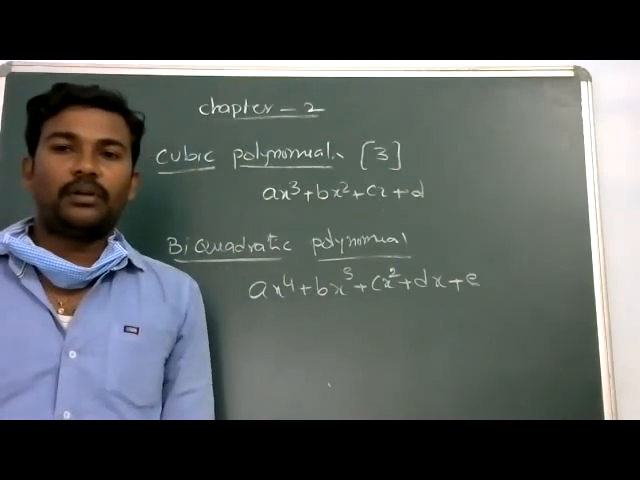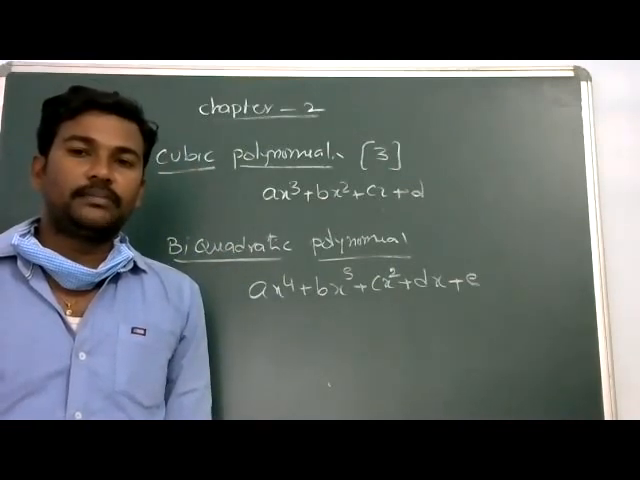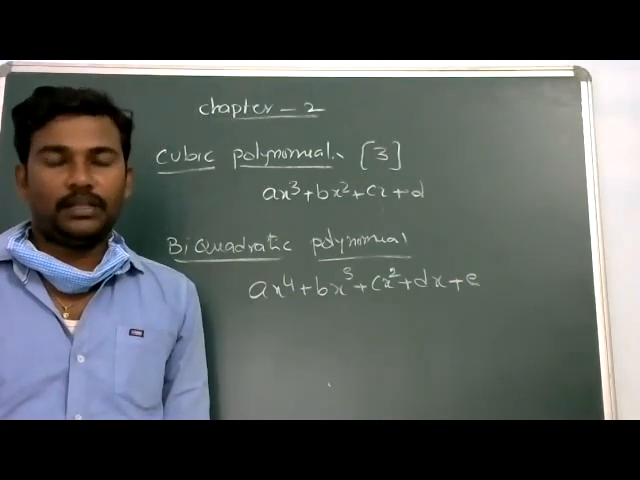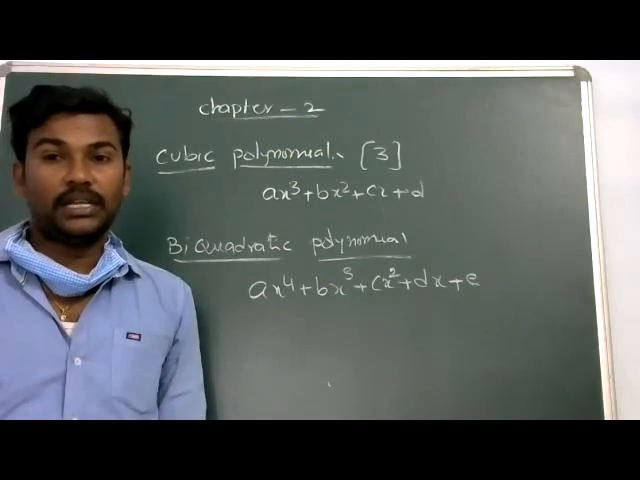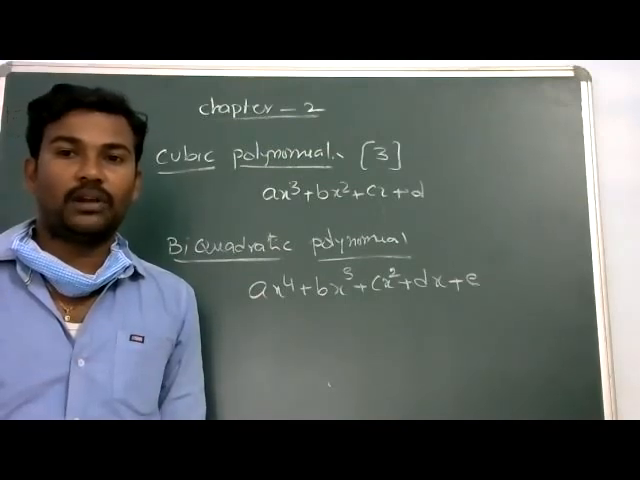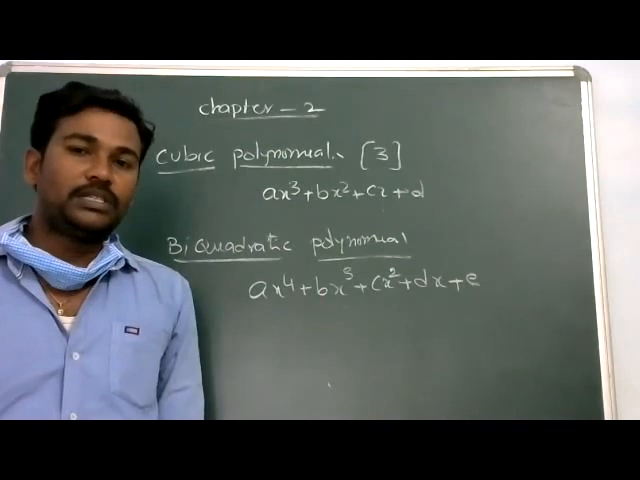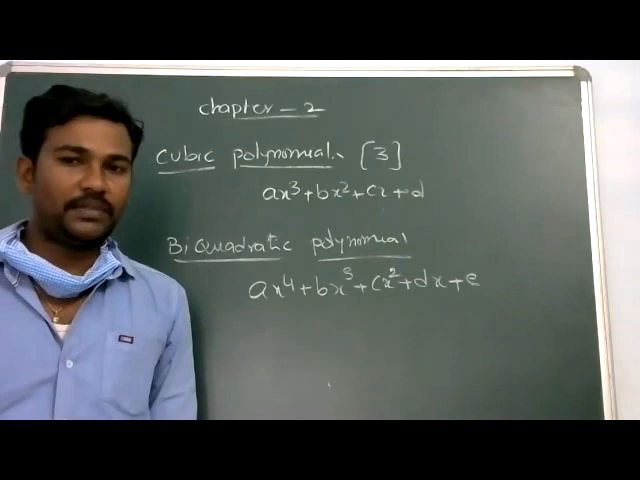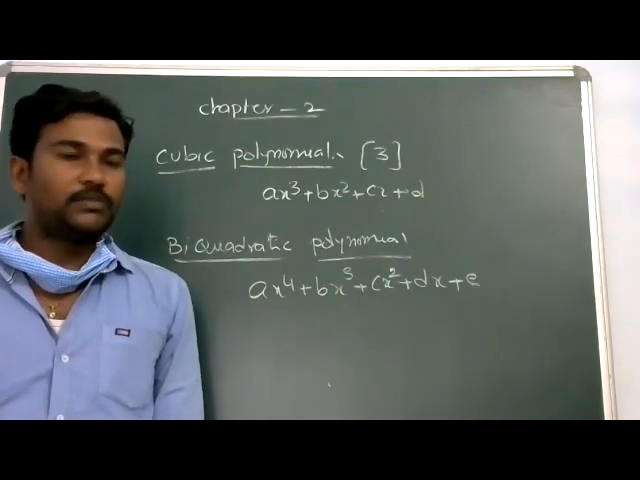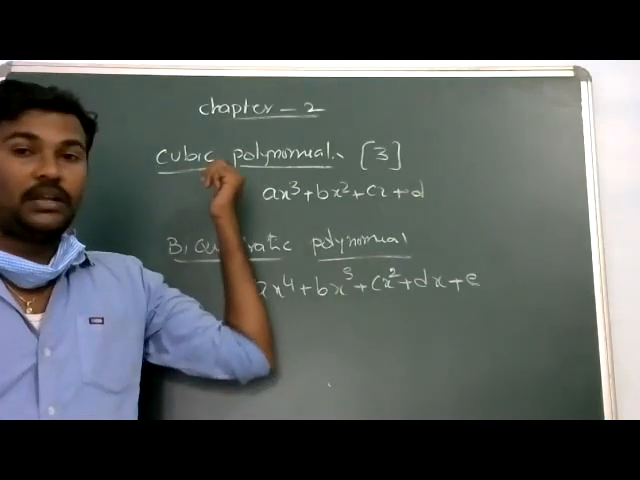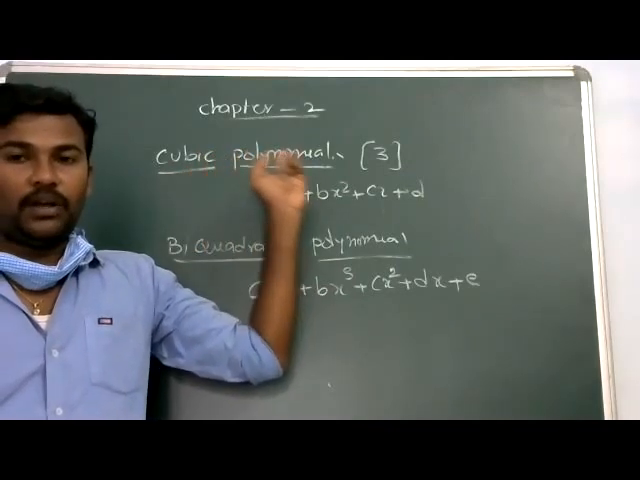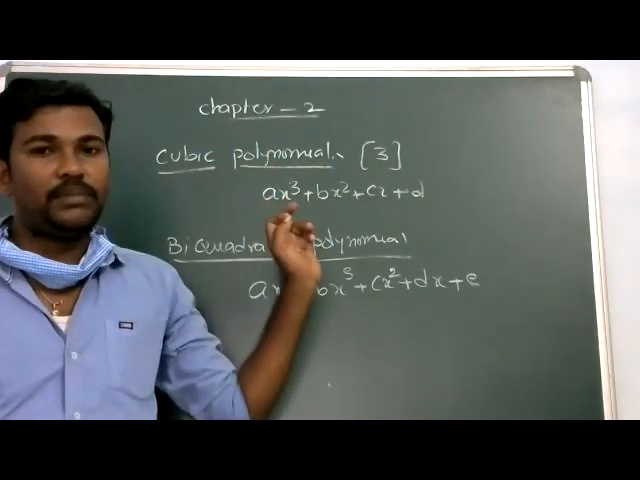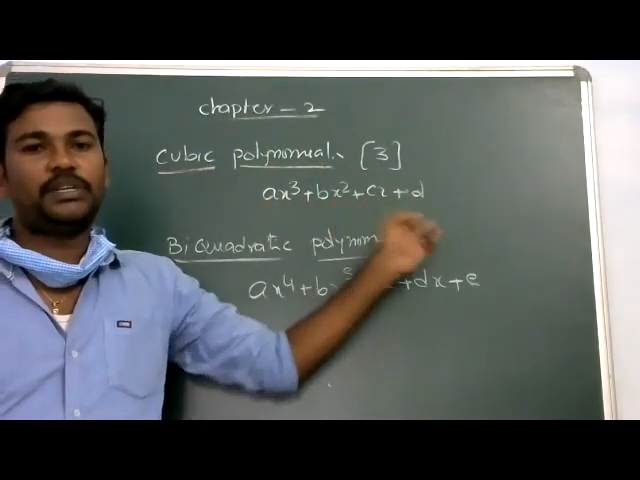Then comes the second one, the quadratic polynomial. What is meant by a quadratic polynomial? What is the degree of the quadratic polynomial? 2. The polynomial whose degree is 2 is called a quadratic polynomial. The standard form is ax square plus bx plus c, and the number of zeros of a quadratic polynomial is 2. Coming to the cubic polynomial, the polynomial whose degree is 3 is called a cubic polynomial, and the standard form is ax cube plus bx square plus cx plus d.